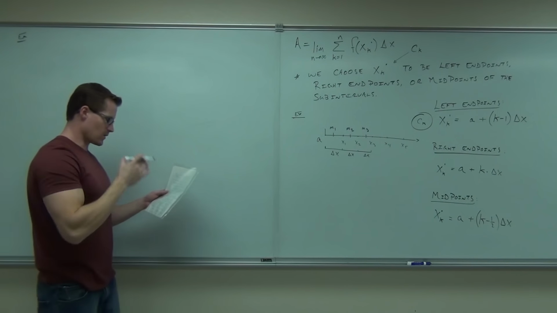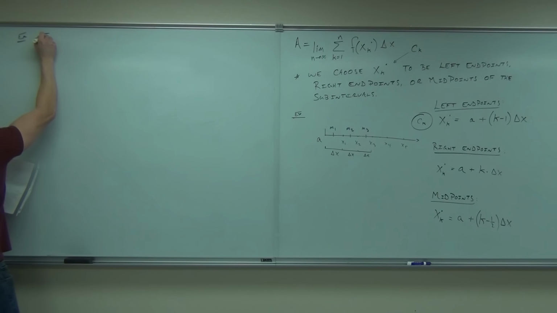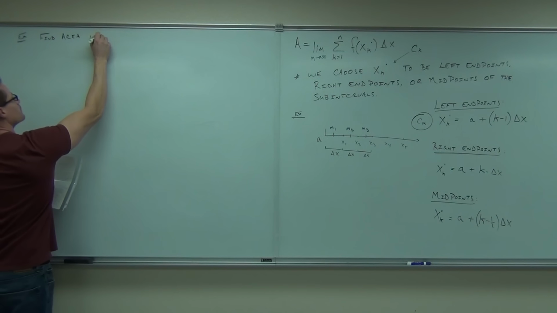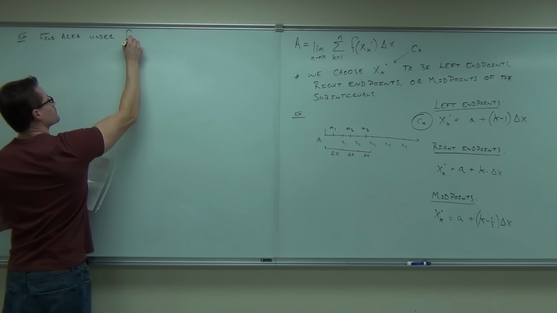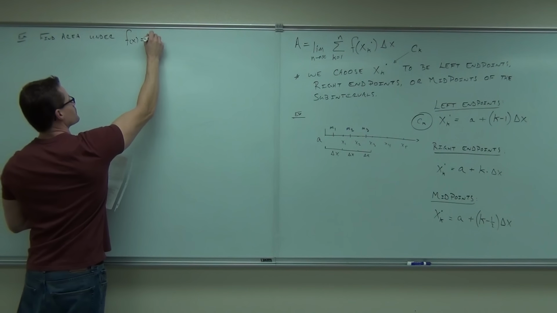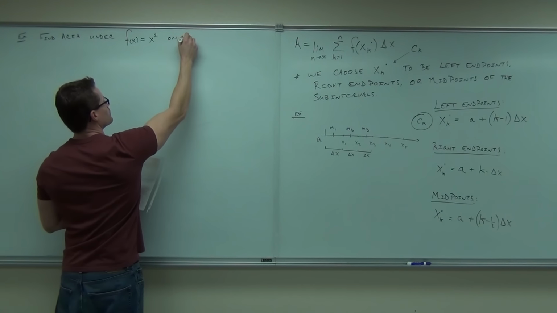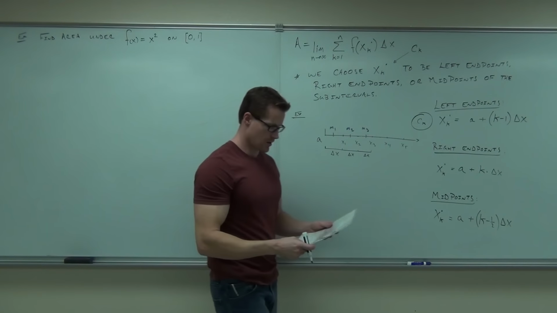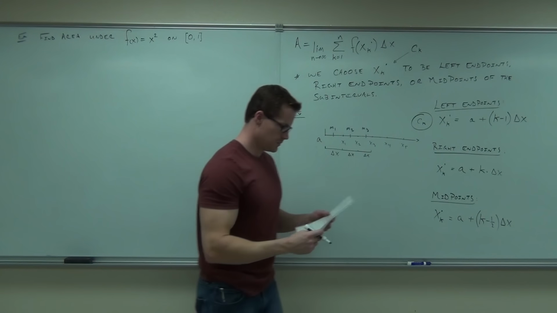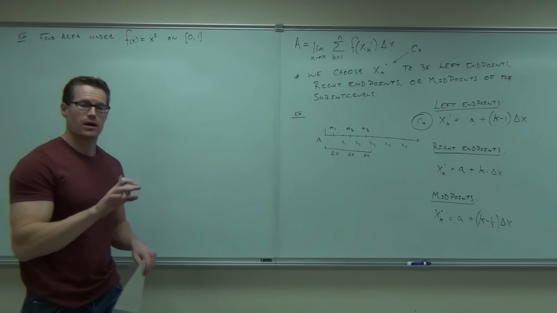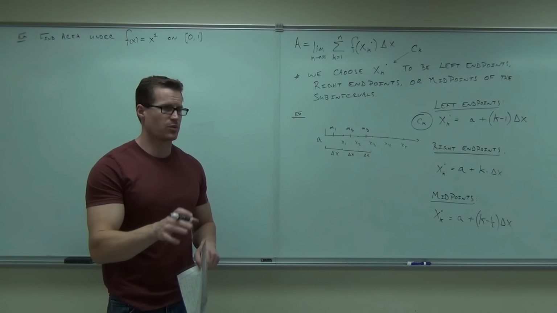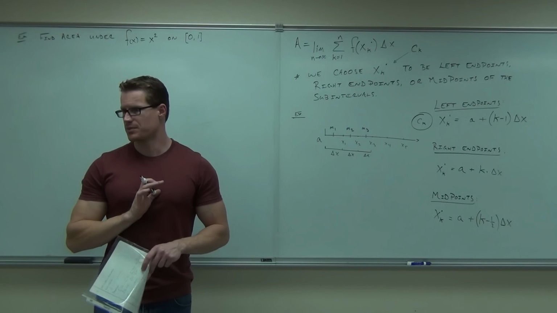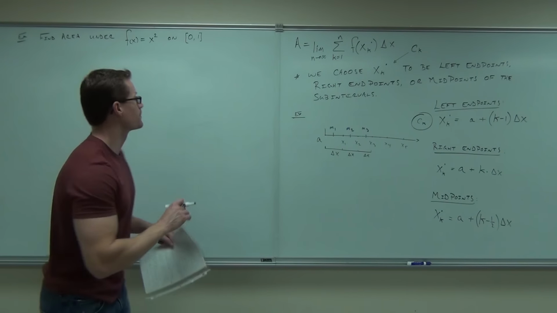Let's go ahead and find the area under f of x equals x squared on 0 to 1. In general, in your real life, you can pick whatever endpoints you want. It really doesn't matter. It will all work out the same. What I'm going to tell you is which endpoints to pick. In this case, I want you to pick right endpoints.